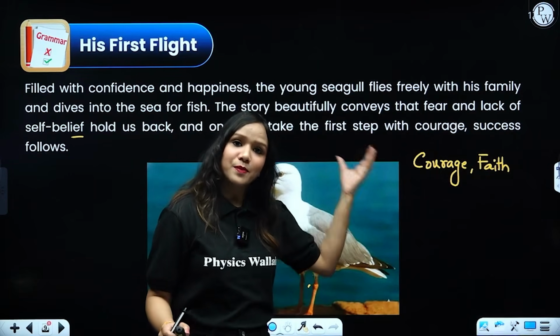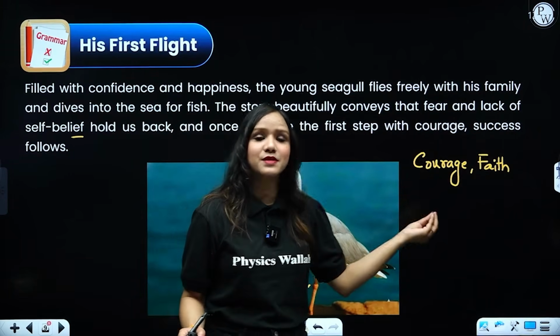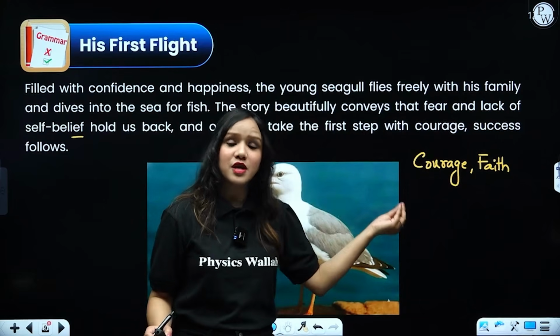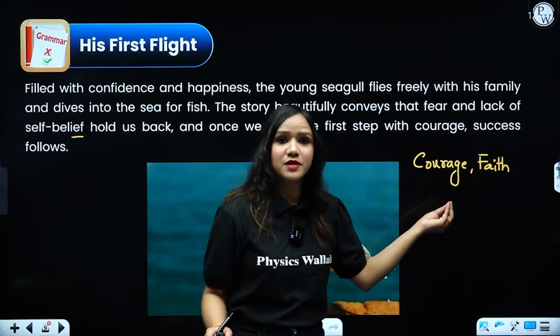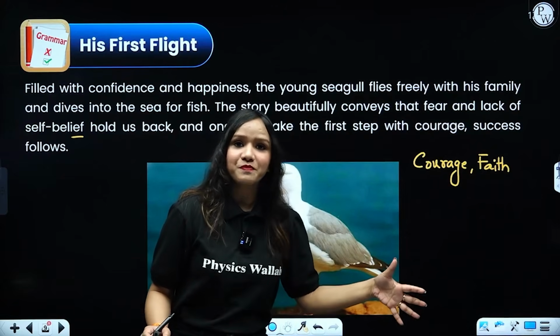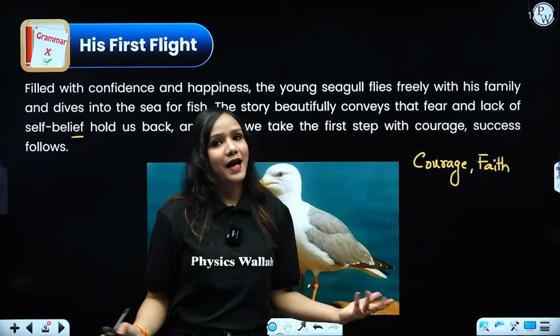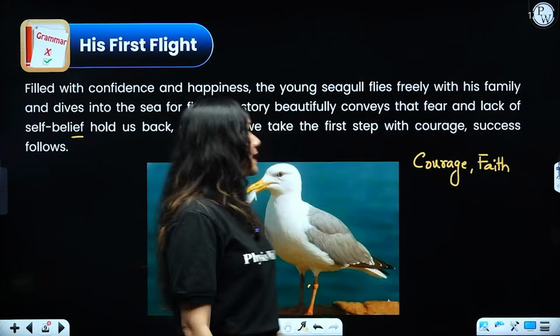But the moment he took that step, just because he needed that motivation, he needed that piece of fish which was inside his mother's beak. So without even giving a second thought, he flew closer to the mother and caught that piece of fish, right? And took his first flight eventually, right?